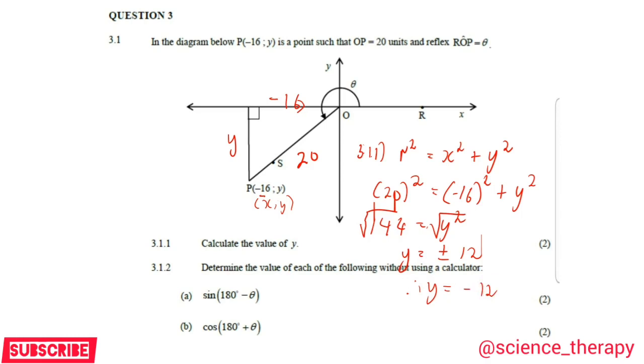So that's it. Now 3.1.2 says determine the value of each of the following without using a calculator, right? So with the aid of a diagram, if they say without using a calculator, that means with the aid of the diagram that we have there. So for A we are given sine 180 minus theta.